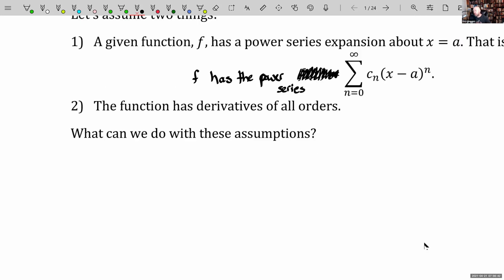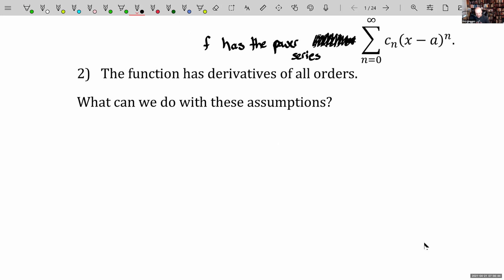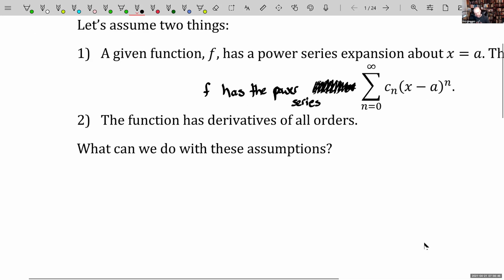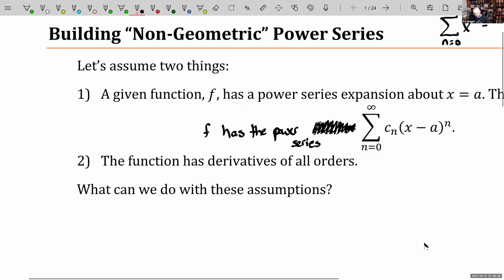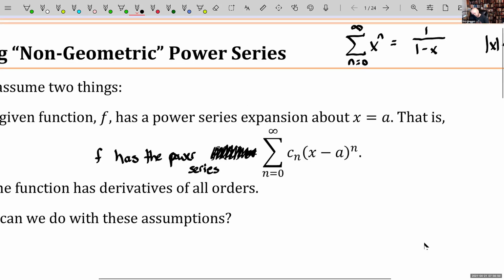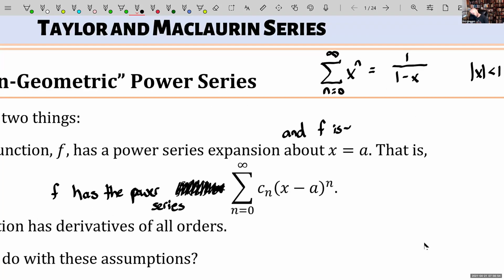All right. So for now, actually, now that I'm thinking about it, it should say f has a power series expansion. And now I see why I wrote that. f is equal to this expansion.